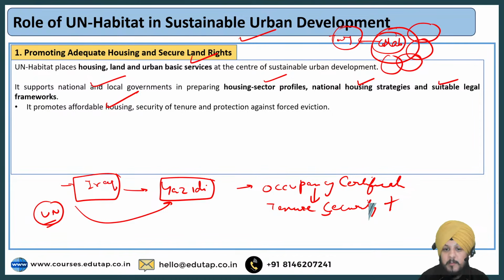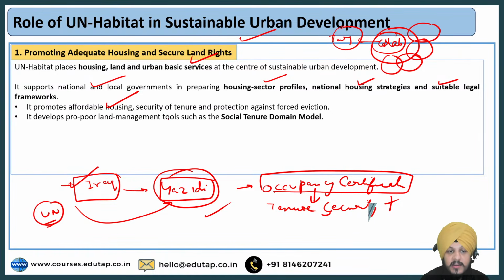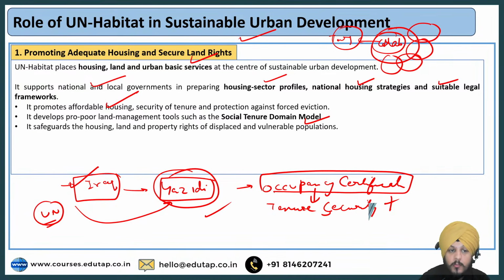So that could be one of those examples, although I don't expect you to remember this example, but since I read it as a part of the report, that's why I'm sharing it with you, that what role it had played in case of Iraq, where we have this minority Yazidi community. And over there they helped in issuing these occupancy certificates. I hope it is clear. Then it develops pro-poor land management tools, for example, the social tenure domain model, and it safeguards the housing, land and property rights of displaced and vulnerable communities.